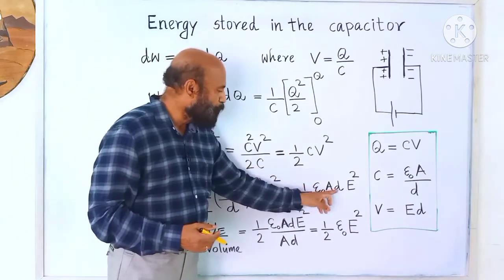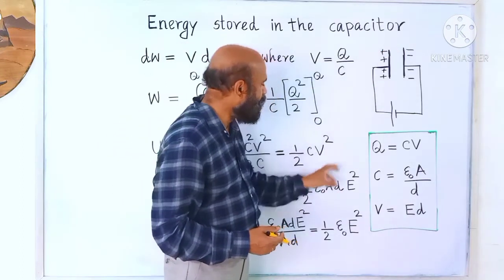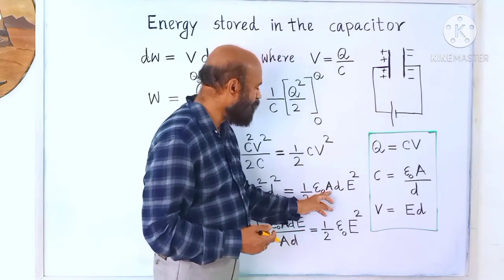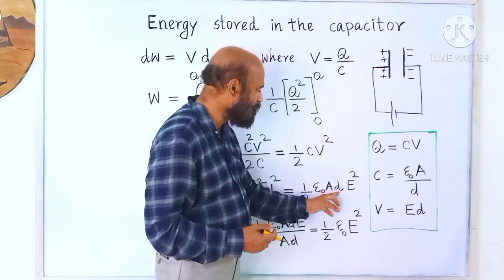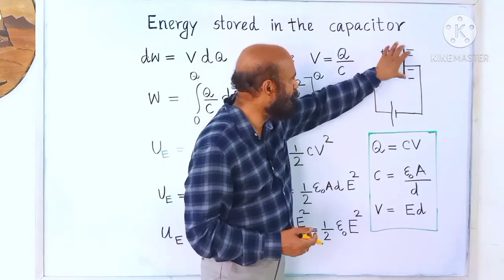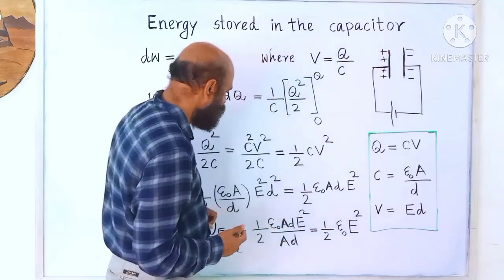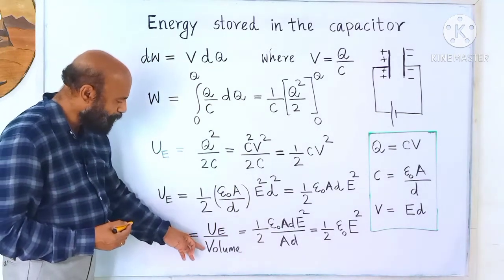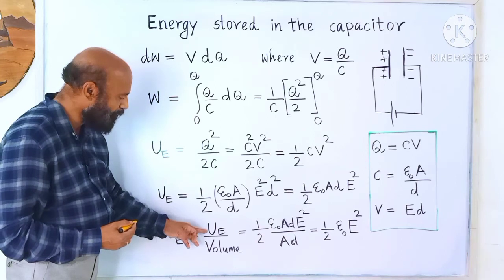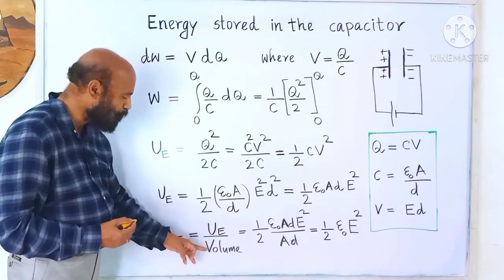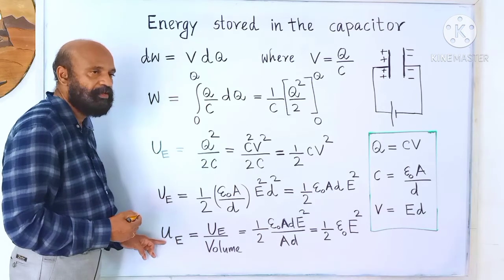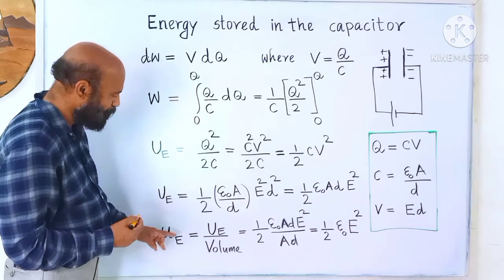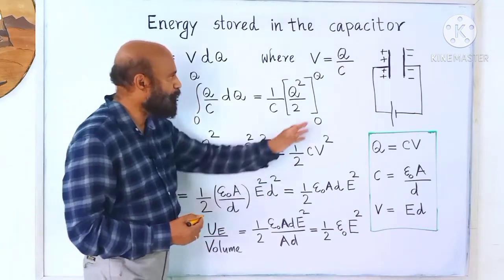Now this A into d is the volume. A is the area of the plate and d is the distance between the plates. Area multiplied by the distance, you will get the volume of the space in between the plates. So energy density is obtained by dividing by the volume. So this is the energy stored in the capacitor, you divide by the volume. So you will get the energy density. Energy density is the energy per unit volume of the space in between the plates.